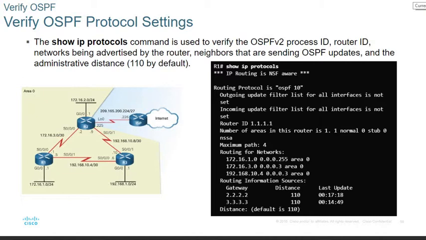Verify OSPF protocol settings. The show ip protocols command is used to verify the OSPFv2 process ID, router ID, networks being advertised by the router, neighbors that are sending OSPF updates, and the administrative distance, 110 by default.